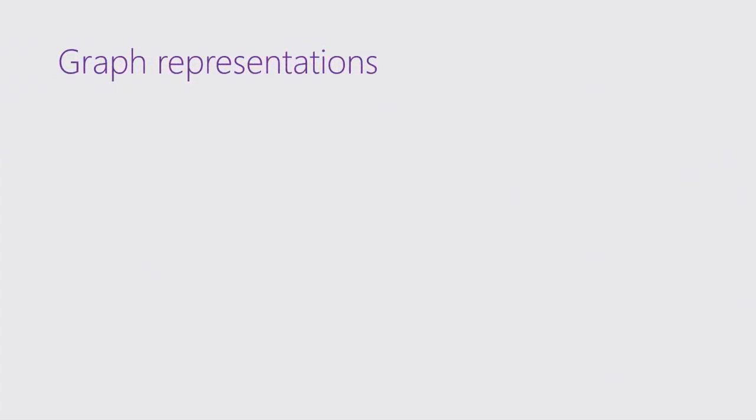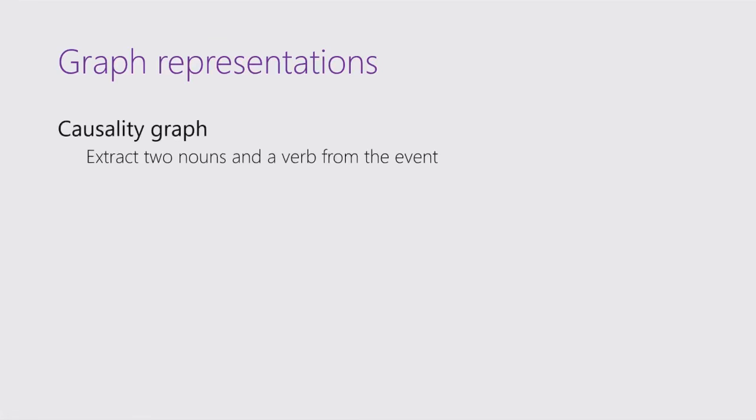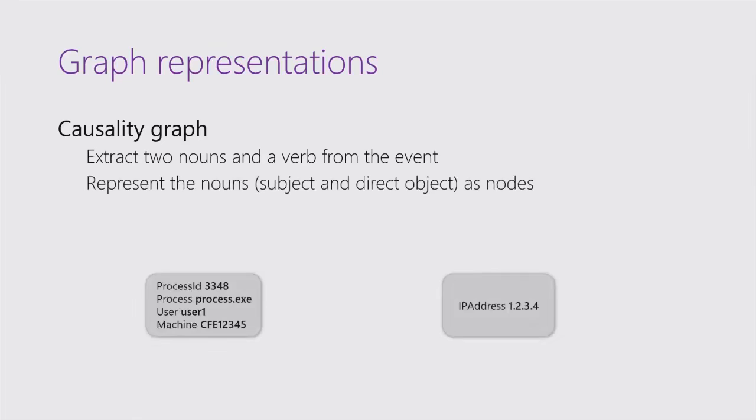There are two ways I've found that we can represent the events or the detection results that we already have as graphs, and I want to walk you through both of those. The first kind is a causality graph. Here we're going to take two nouns and a verb, and use that to represent every event that goes through your system.